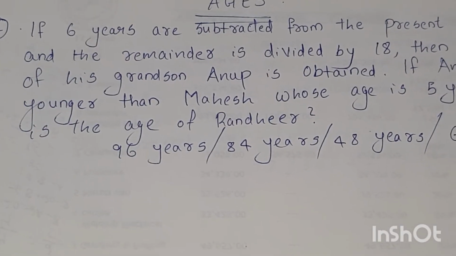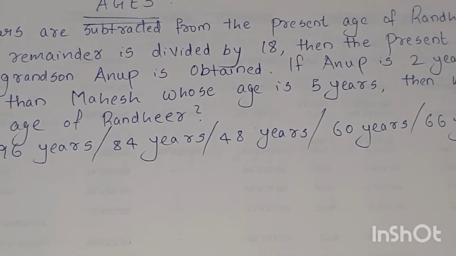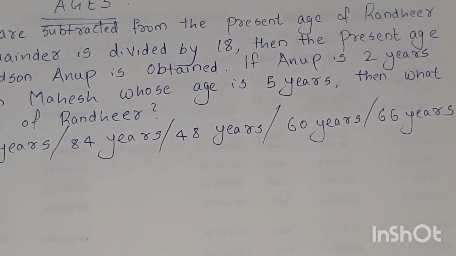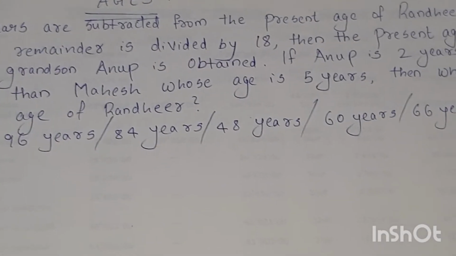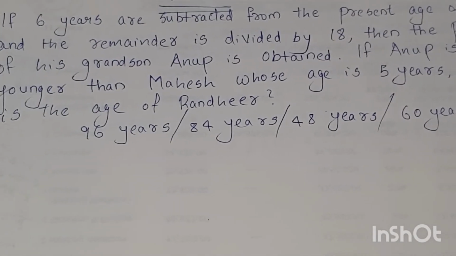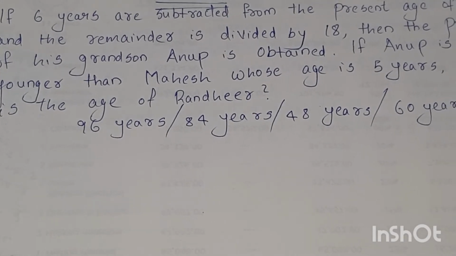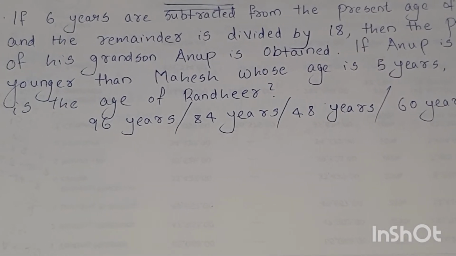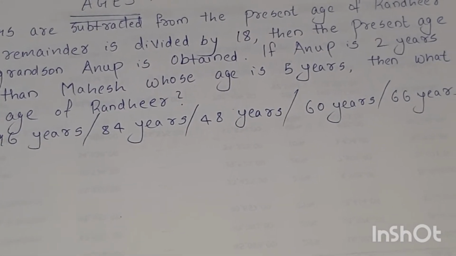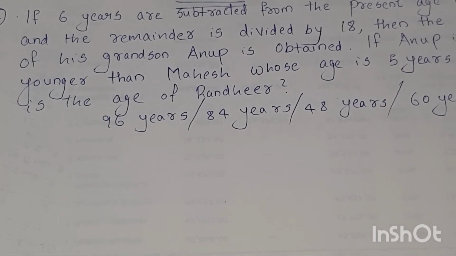Going to the second question, if 6 years are subtracted from the present age of Randhir and the remainder is divided by 18, then the present age of his grandson Anoop is obtained. If Anoop is 2 years younger than Mahesh, whose age is 5 years, then what is the age of Randhir?